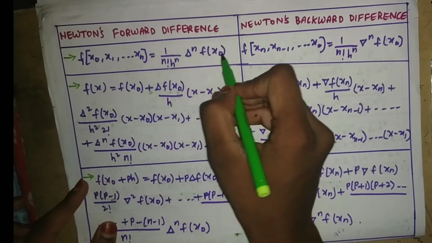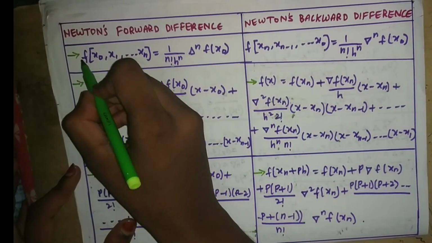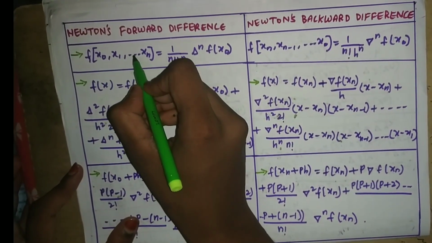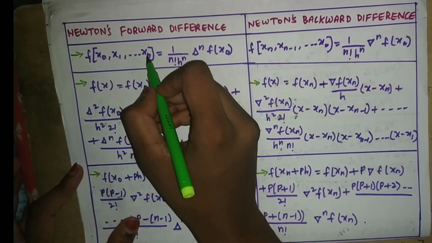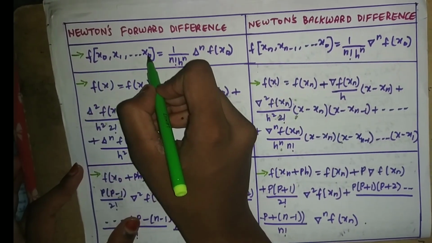This is the other way of writing the nth term, f of x0, x1, x2, and so on up till xn. If you consider Newton forward difference, from the starting we have to write.